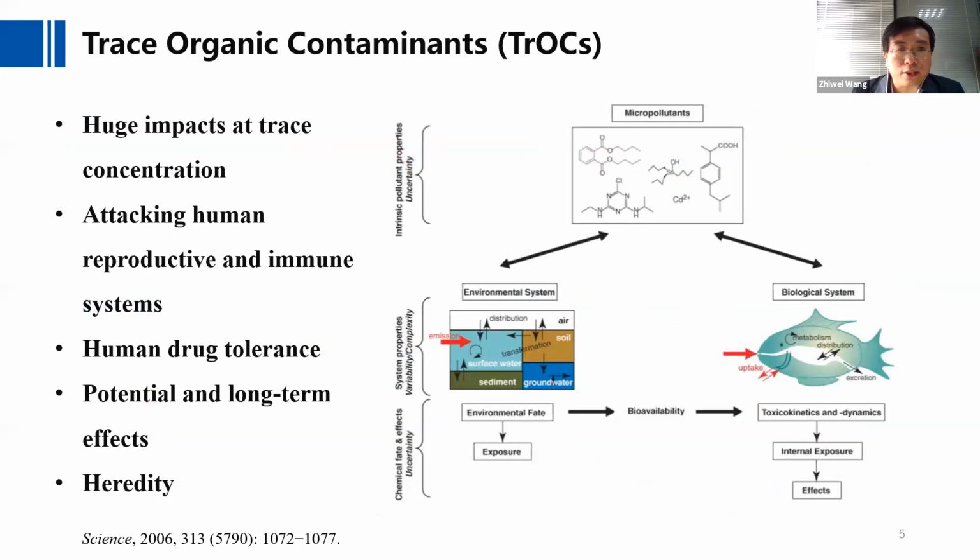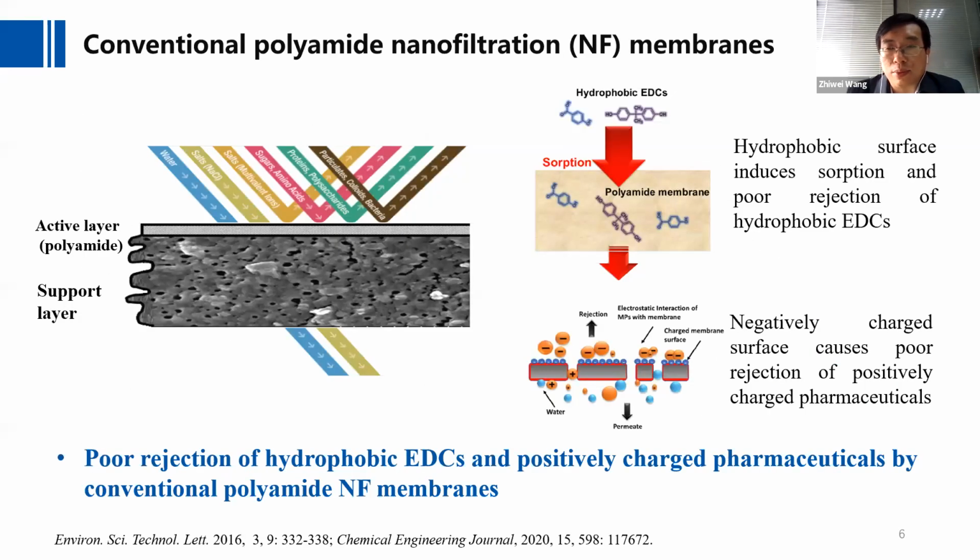However, we all know that there is a group of contaminants we call trace organic contaminants. It's still a big challenge. It will exert huge impacts on the ecosystem, even at trace concentration. It will also attack the human reproductive and immune systems and so on. So we need to develop countermeasures to remove such pollutants.